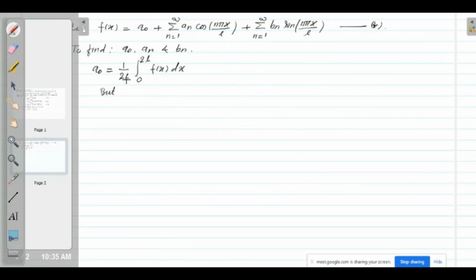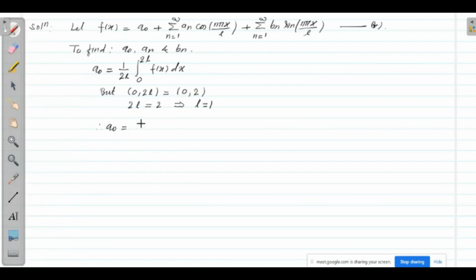But we have the interval 0 to 2l. So your interval is 0 to 2. By comparing, 0 is equal to 0 and 2l is equal to 2. So this implies that l equals 1. Therefore a naught is equal to 1 upon 2. l is 1 and your limit is 0 to 2.